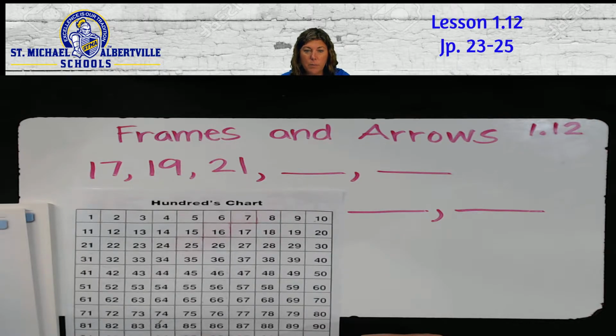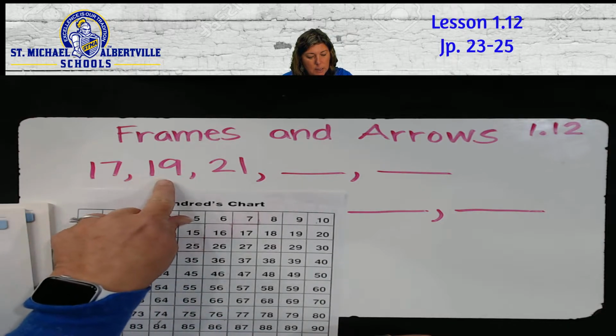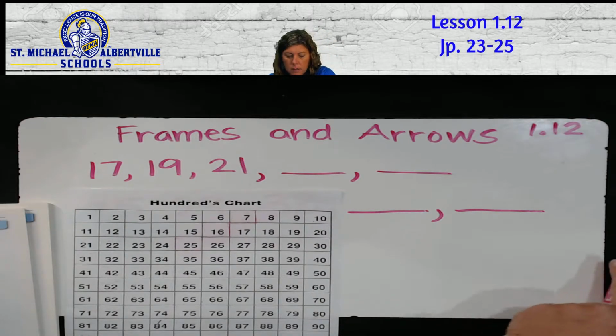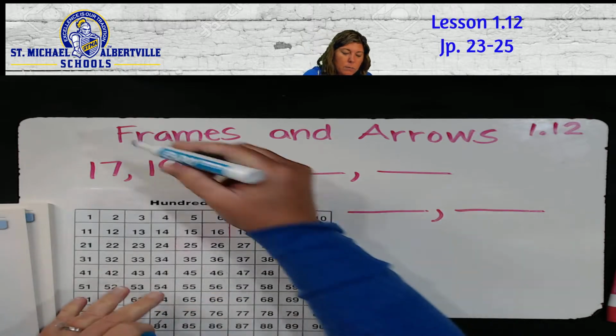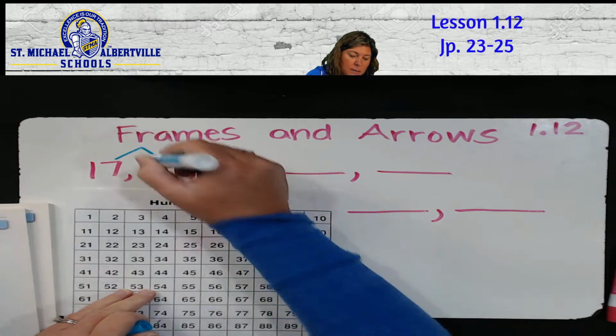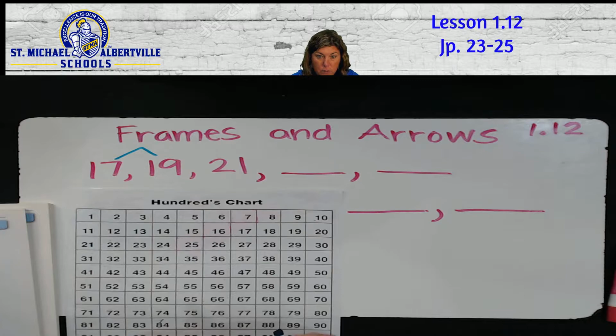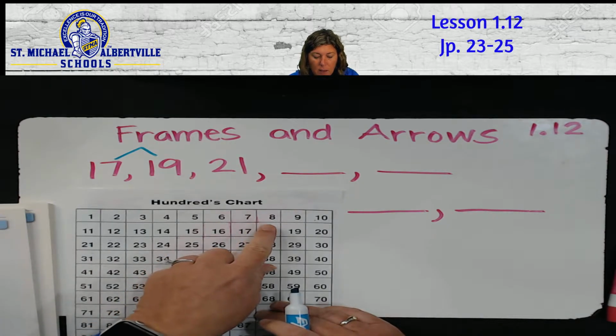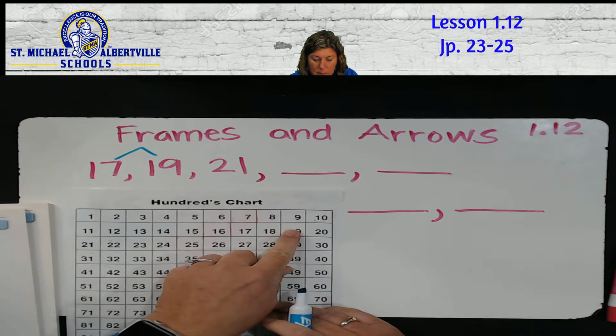If I have numbers and there is an unknown pattern going on, because I know from 17 to 19 to 21, that's not the way I count. So I need to think about the pattern. How did they go from 17 to 19? If you need to use your number chart, you can. If I start at 17, I have to hop twice to get to 19. So that would be adding 2.